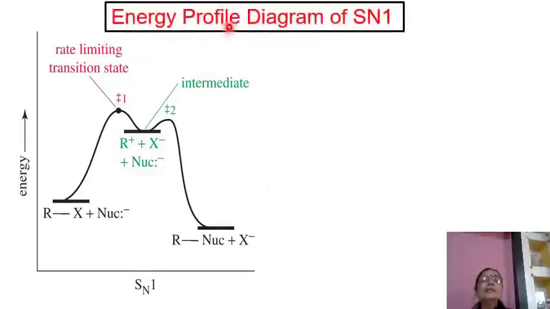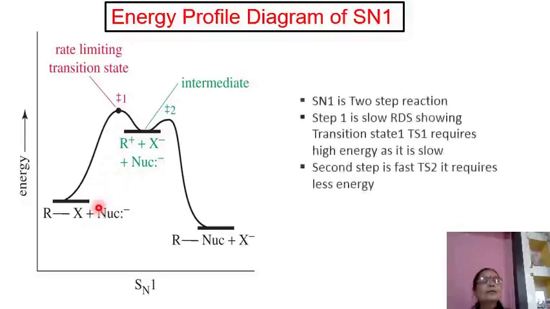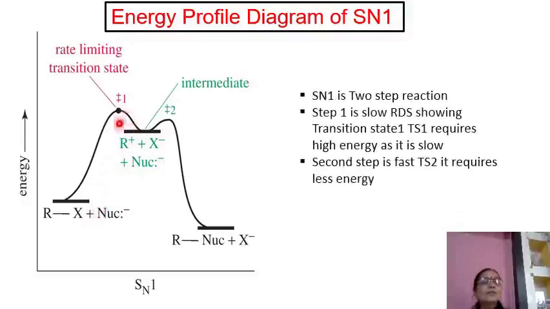Now, whenever we consider the energy profile diagram of SN1, we draw energy versus reaction coordinate. It is a two-step process, therefore there are two transition states: this is TS1 and the second is TS2. For the first step, the energy of activation required from the baseline is higher. Therefore, the rate of reaction will be slower and therefore it is the RDS. The first step is slow.